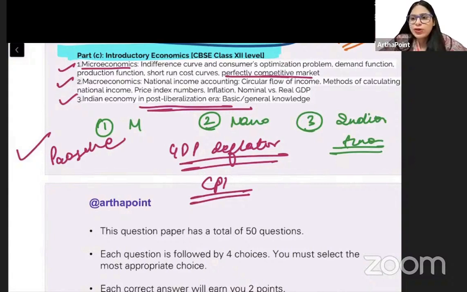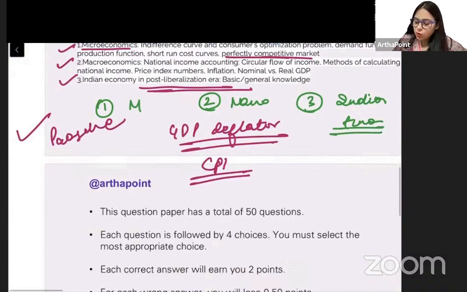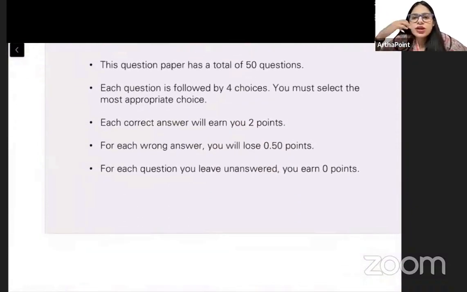You should not be skipping any of these points. Now let me take you through the question paper. There will be 50 questions, beta, and each question will have 4 choices. This is completely an MCQ paper.